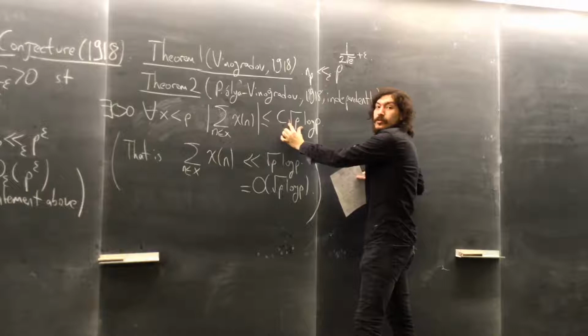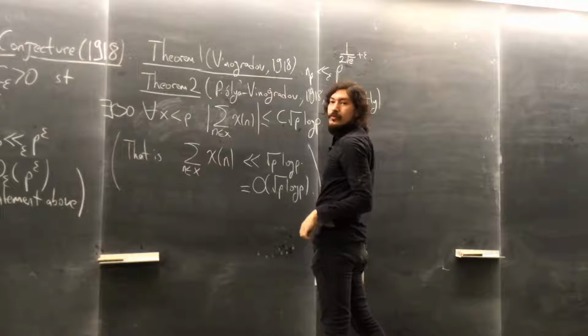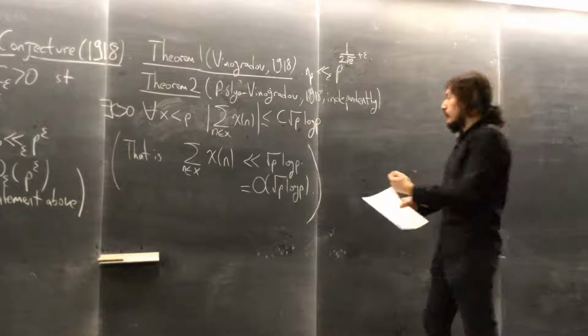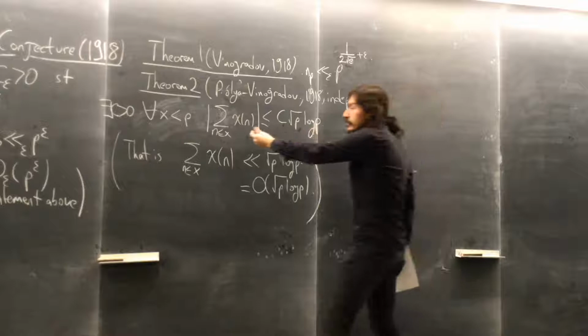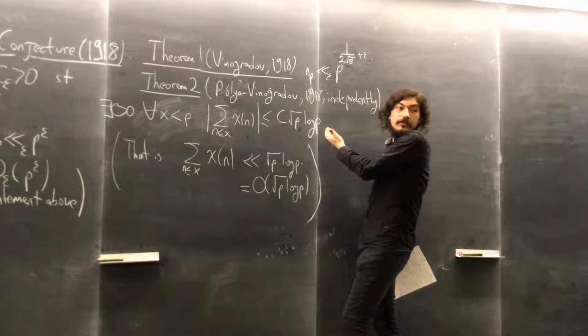So let's say that x is equal to p over 2. How many terms are we summing here? p over 2 many terms, right? But what we get is square root of p times log p. So there are some cancellations going on here. We are summing plus 1 or minus 1, but there's some cancellation here. Okay, any questions about the statements of theorems?